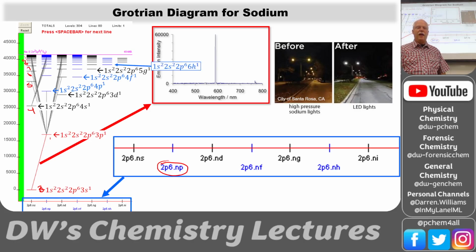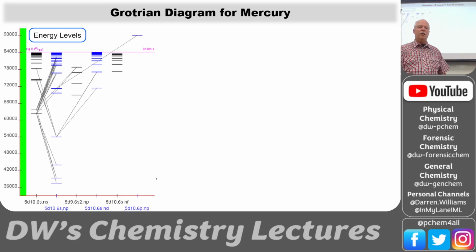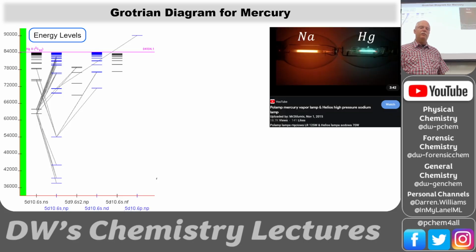It also goes up to H and I on this Grotrian diagram. So that's the neon core 7I1. Crazy. Okay, here's mercury. Now, mercury's a little funny because the ground state is not what we would get from the Aufbau principle. So there's the sodium vapor light compared to a mercury vapor light.